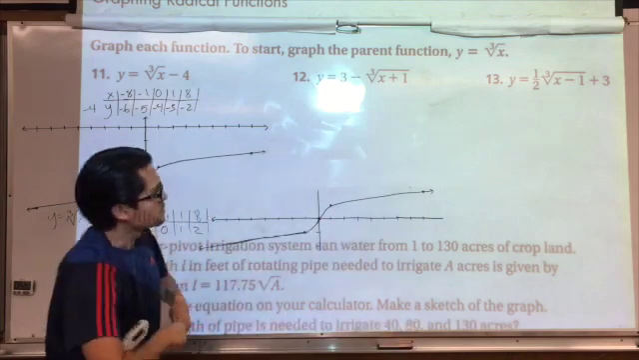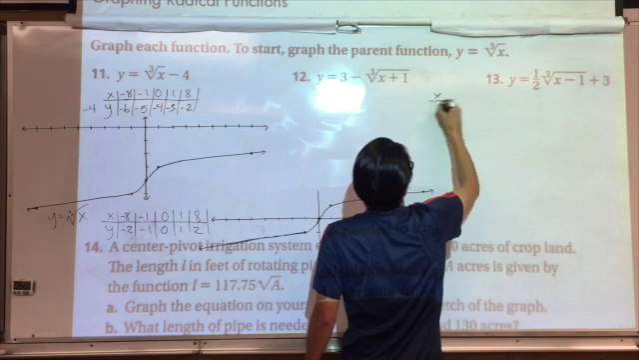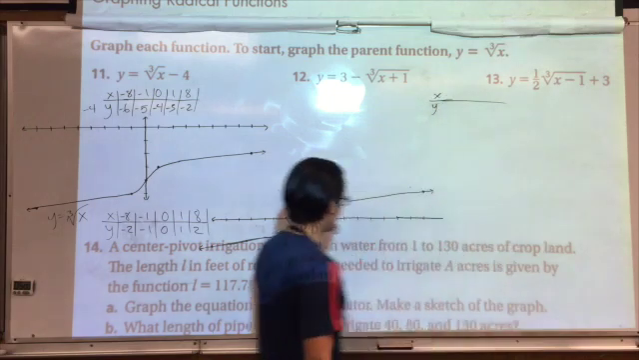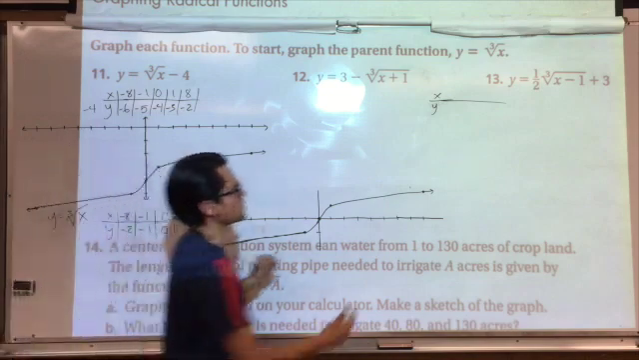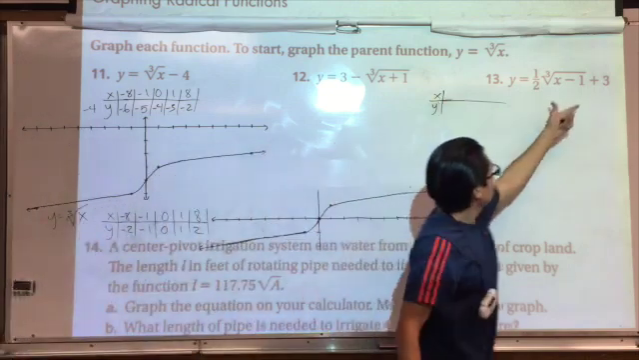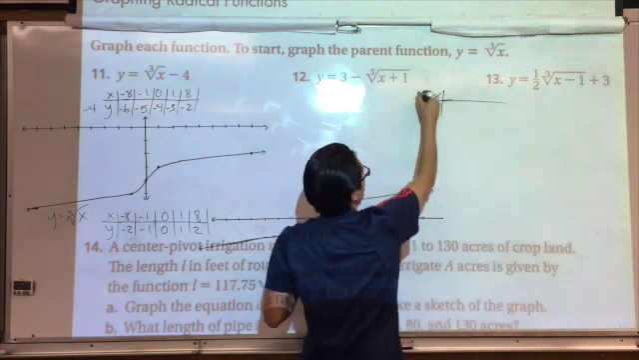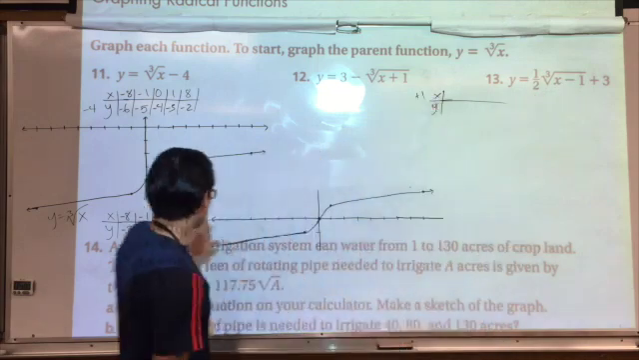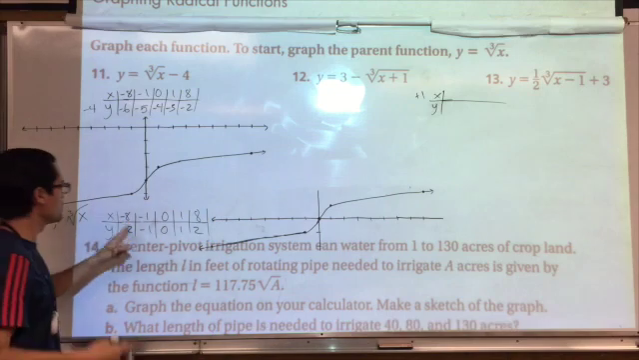Okay, 13, same idea, xy values. Make an xy table right here. Okay, take your parent function table and change it accordingly. First, inside of the radical, it says minus 1. That means to the right 1. So I'm not going to subtract 1, I'm going to add 1. So from my values, negative 8, negative 1, 0, 1, 8, I'm going to add 1 to each one.